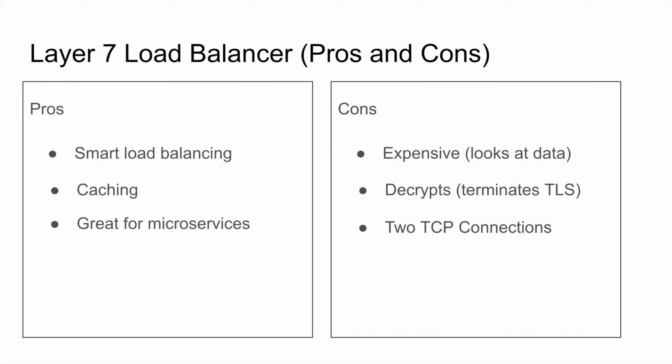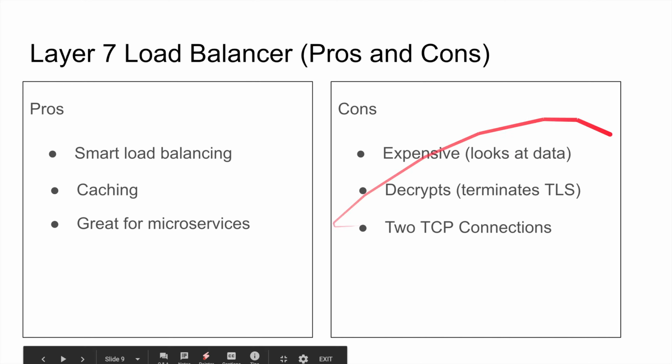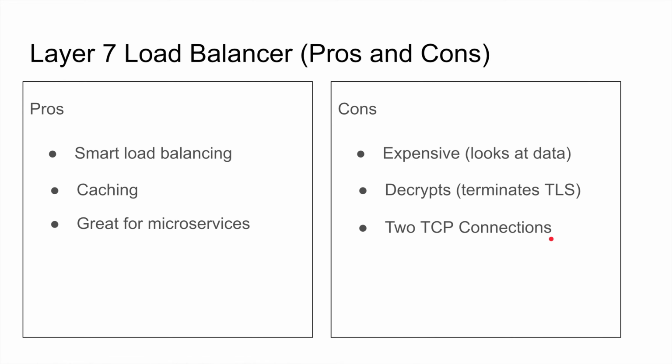Okay. Pros and cons. Obviously, it's less secure, in my opinion, again, because it just looks through your stuff, and maybe you're not comfortable that the load balancer looks at your data. Some people are paranoid that, hey, I don't want the load balancer to look at my data. I want it to be a dumb layer 4 load balancer. Okay. Two TCP connections, obviously.